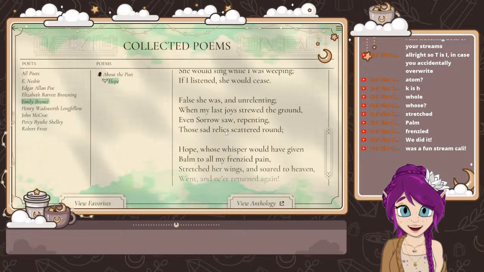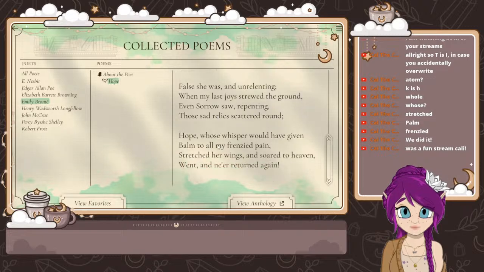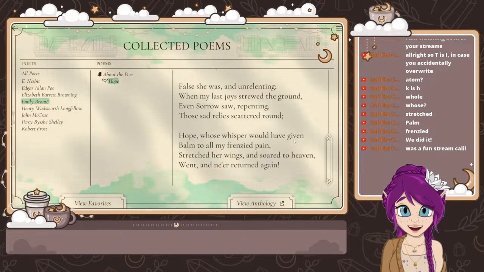False she was and unrelenting. When my last sorrows strewed the ground, even sorrows saw repenting those sad relics scattered around. Hope whose whisper would have given balm to my frenzied pain, stretched her wings and soared to heaven, went and nearer returned again.